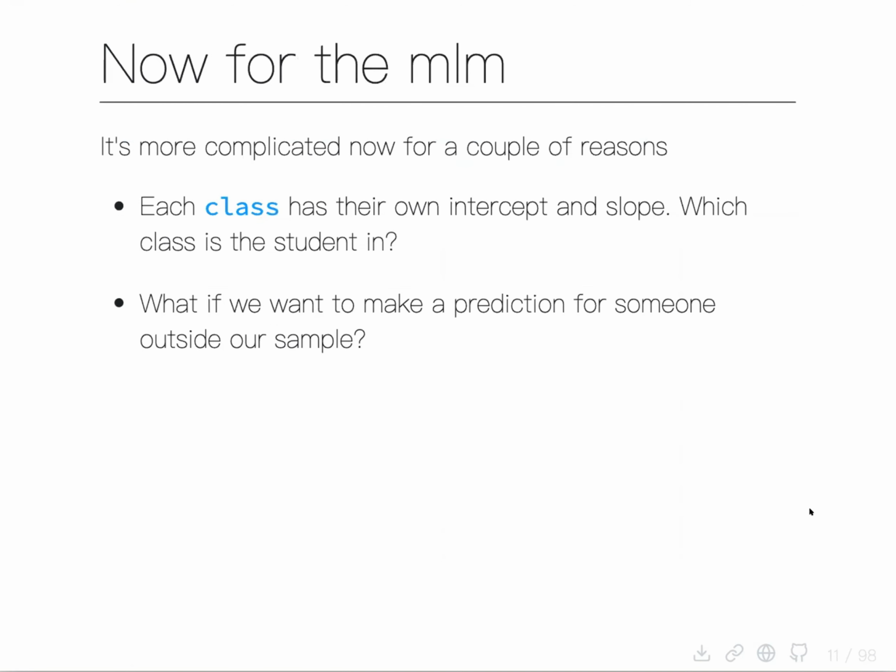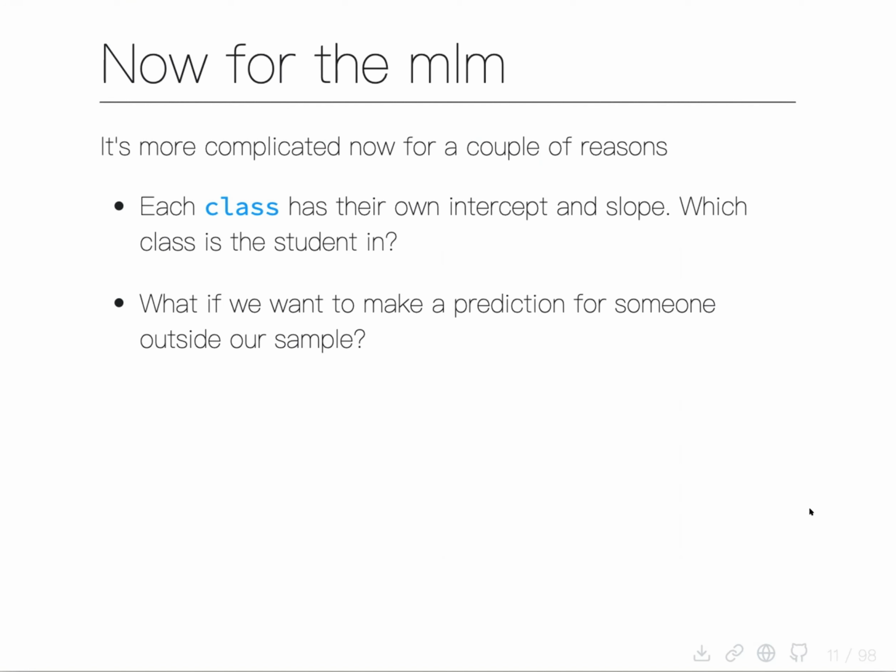Now for the multi-level model, it's a little bit more complicated, okay? Because each class has their own intercept, and you can think of that as an offset. This is the way I think of it anyway, as an offset from the overall intercept. So you have this sample intercept, and then each class has their own intercept, which is just the difference between that overall intercept and their intercept. And every class has a different slope. Again, we have one overall slope, and then we have the difference between that overall slope and the slope for the specific classroom.